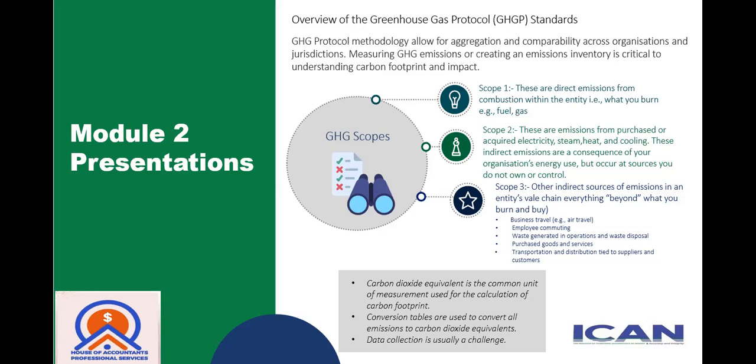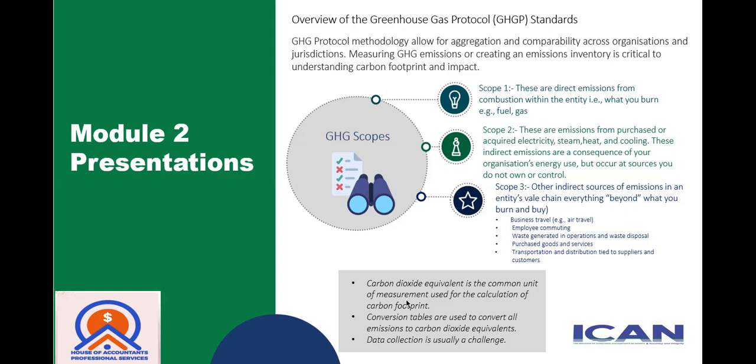Now, scope 2 is talking about emissions from purchased or acquired electricity, steam, heat and cooling. These indirect emissions are a consequence of your organization's energy use, but occur at a source you do not own or control. What we are saying here is that the emission coming out through that electricity is not being burned by your company. You are not the cause of that gas, but because you are indirectly partaking in that, they are also going to calculate it. And whatever you have in that area will be under scope 2.